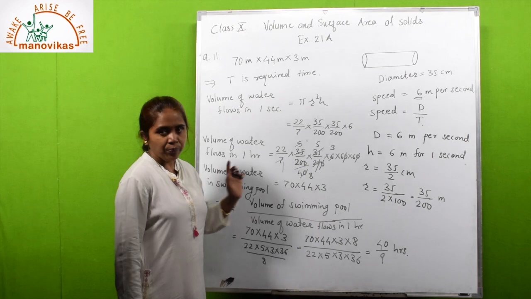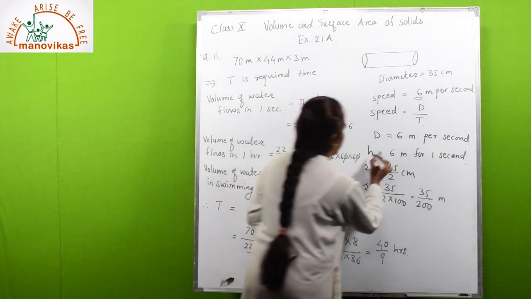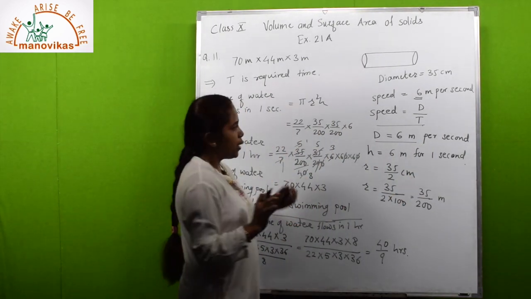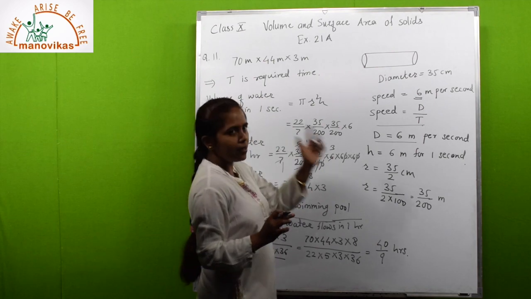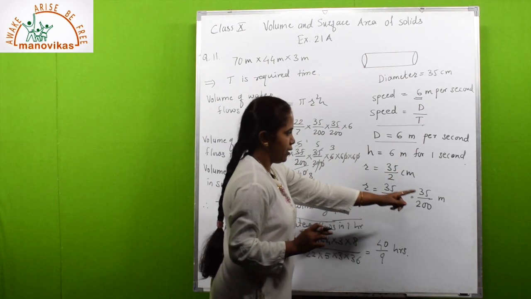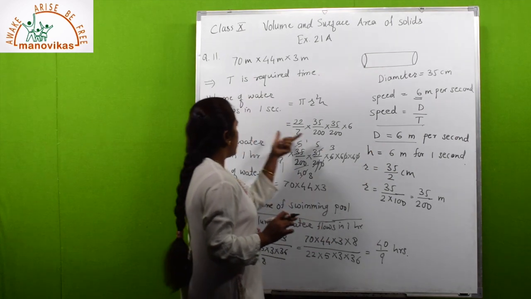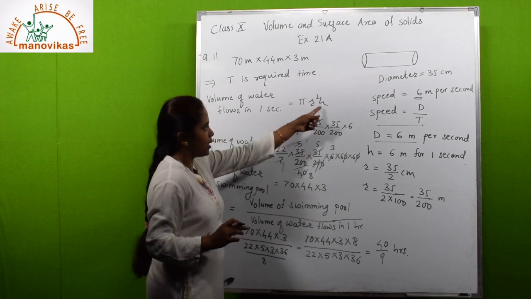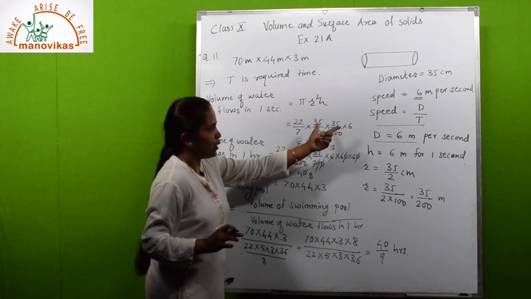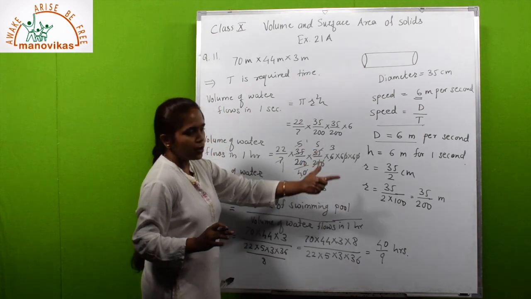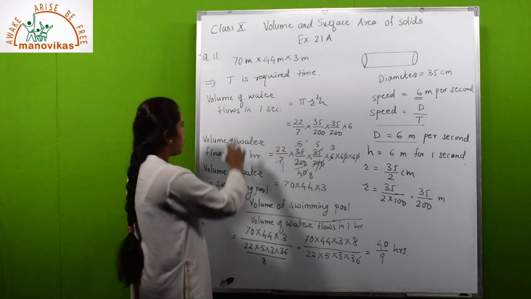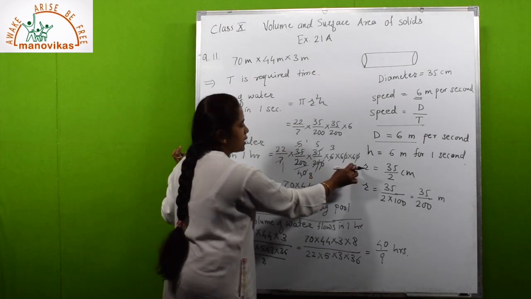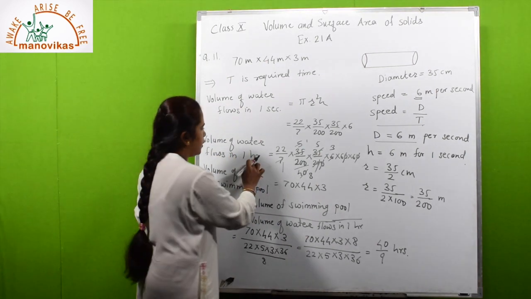Here we have to compare the volume of the swimming pool to the volume of water that flows through the pipe. One more important thing we have to take is speed. Speed is given as 6 meter per second, so 6 meter is the height of the cylindrical pipe for 1 second. So the volume of water that flows in 1 second is pi r square h. The H value will be 6 meter, and the R value we have already calculated, 35 upon 200. You can simplify here even. Then for 1 second it is this much, so for 1 hour we multiply it by 60 and 60.